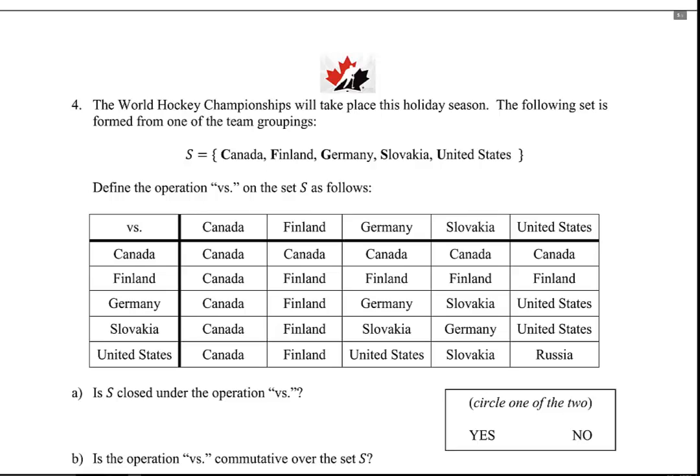In this question, we're going to analyze a World Hockey Championship division. Our teams are playing each other. And in this division, we've got Canada, Finland, Germany, Slovakia, and United States. And there's a nice little table where one team is playing another team. And this table is defined with the operation verse. And that's what we're supposed to analyze.